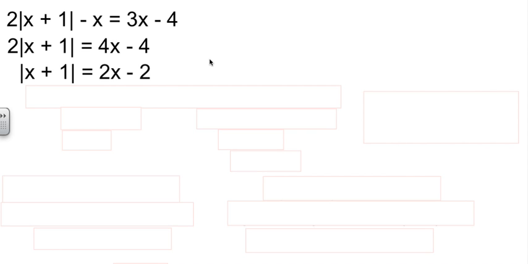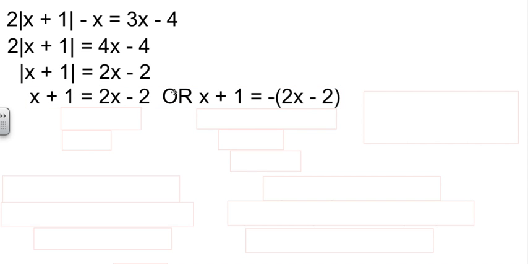Now we're down to where we can split it out. We're at absolute value of stuff equals blah. So let's split it into its two problems. x plus 1 equals 2x minus 2, or x plus 1 equals the opposite of 2x minus 2. And I'm just going to solve them one at a time to make life a little easier.